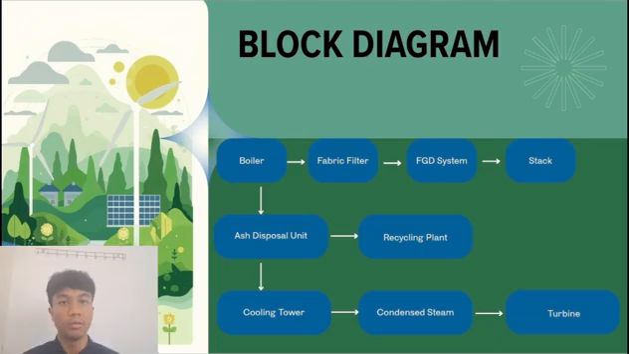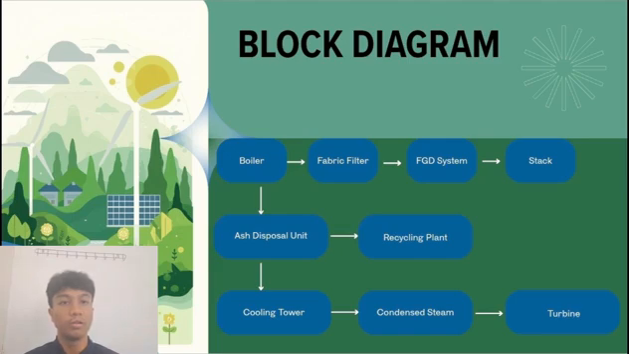The next slide is about the block diagram explanation. This slide shows a simplified block diagram of the power plant system together with the proposed environmental control system. Let me explain how each stage works in sequence. First, the process begins with coal combustion inside the boiler. The burning of coal produces hot gases and steam. The steam drives the turbine, which is connected to the generator to produce electricity. However, during this process, large amounts of flue gases and ash are released.